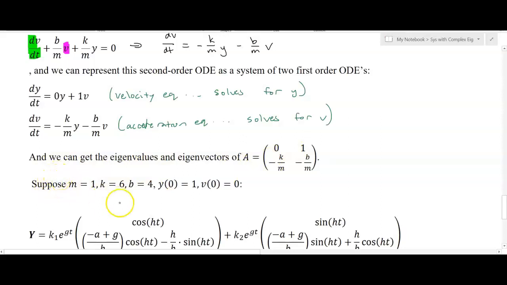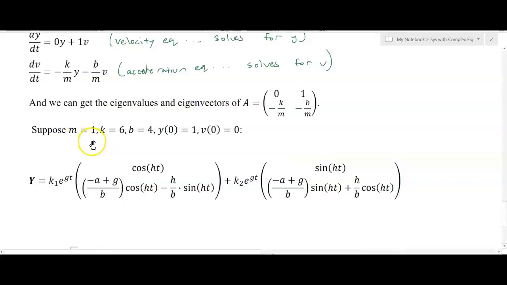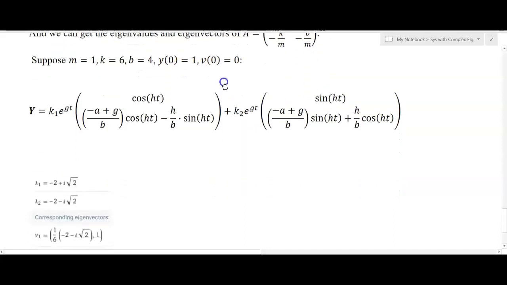Let's take a look at an example so we can see how this particular one behaves. We have a mass of 1 kilogram, a spring constant of 6 newtons per meter, and a damping coefficient of 4 newtons per meter per meter. So that being said, an initial position of 1, a stretch of 1 from equilibrium, and a velocity of 0.